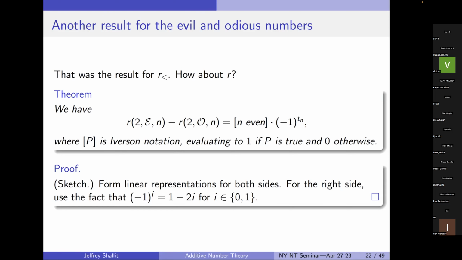And now we can make a linear representation for both sides of this equation very easily. For this side, it might not be obvious because exponentiation is not a permitted operation in the particular logic. But you just use the fact that minus 1 to the i is just 1 minus 2i, provided i is in {0, 1}, and then it is in the logic. So we do the same thing, and we can check that this is true.